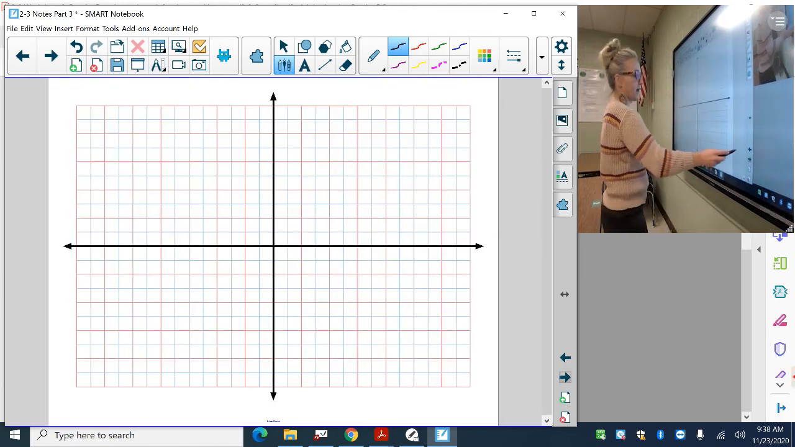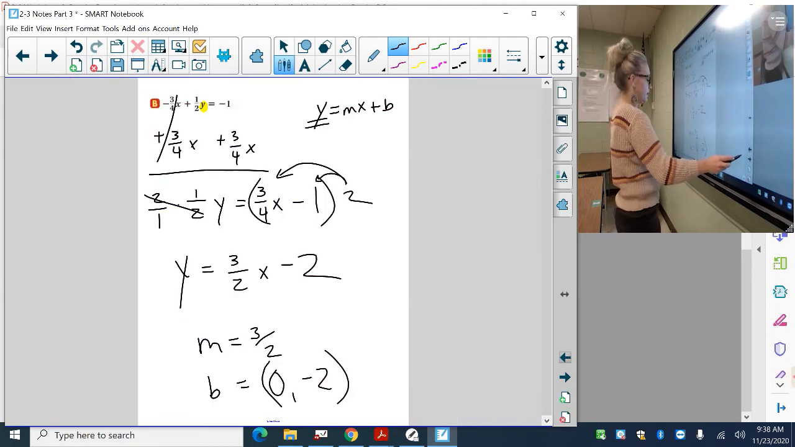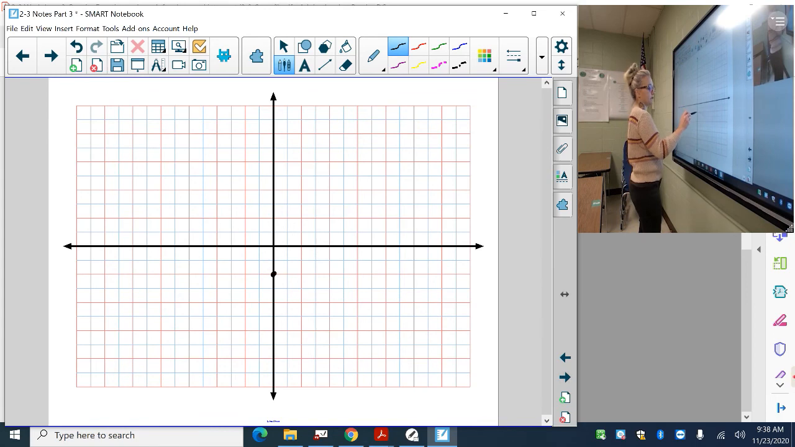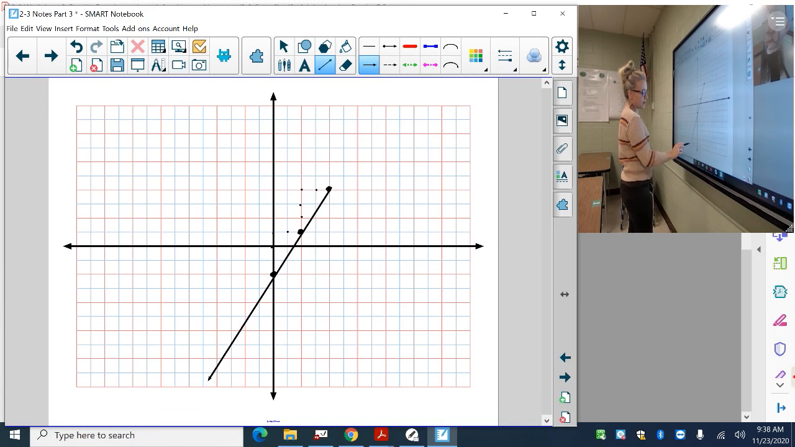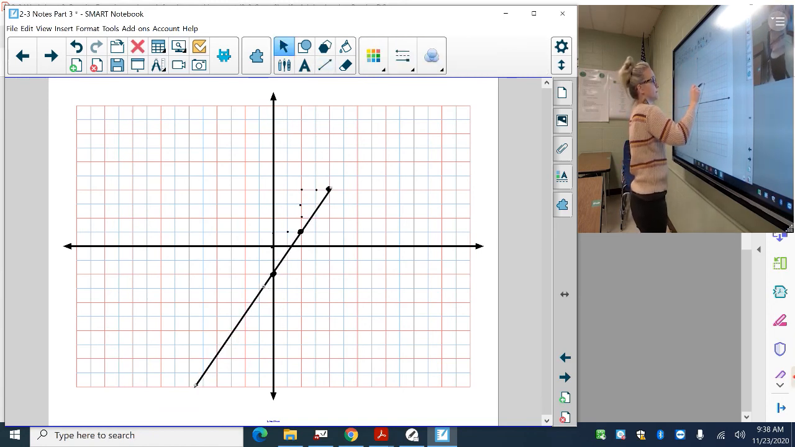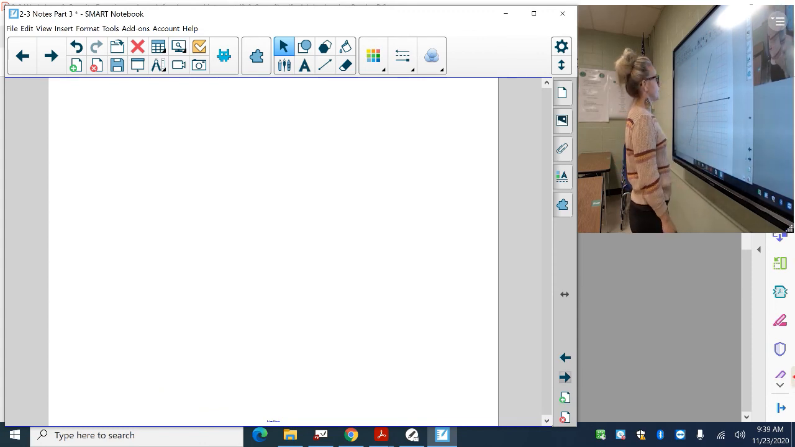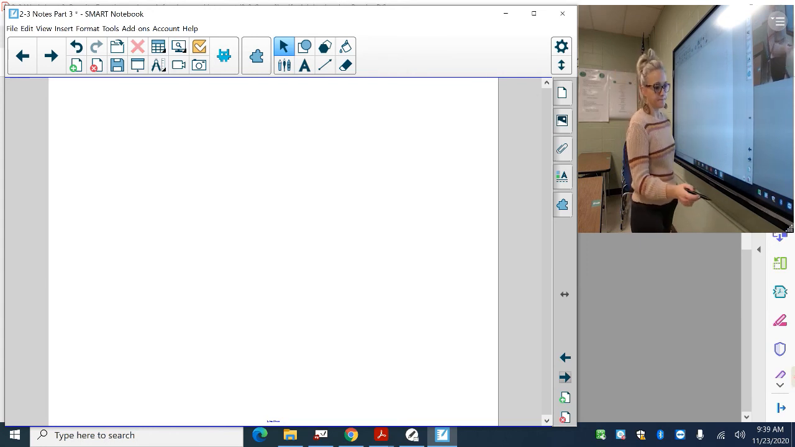And then to graph that, what did we have? (0, -2), and 3/2. So (0, -2). We're going to go up 3 over 2. Up 3 over 2. And we will connect with a graph line, straight edge. And there's your equation, or the graph. And that's it.